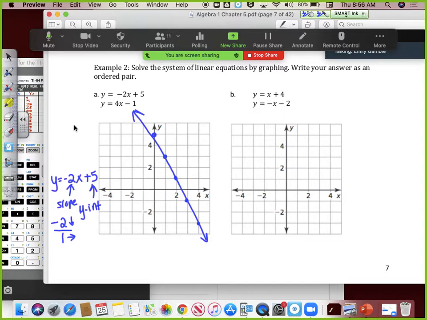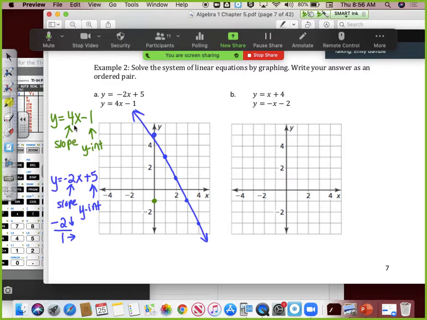Okay, in the next one, I'll change my color so it's better for you to see. I'll use green for y equals 4x minus 1. Remember, this is your starting point. This is the y-intercept. So on the y-axis, I'll plot a point at negative 1 because the minus 1 means it's a negative 1. This is my slope here.